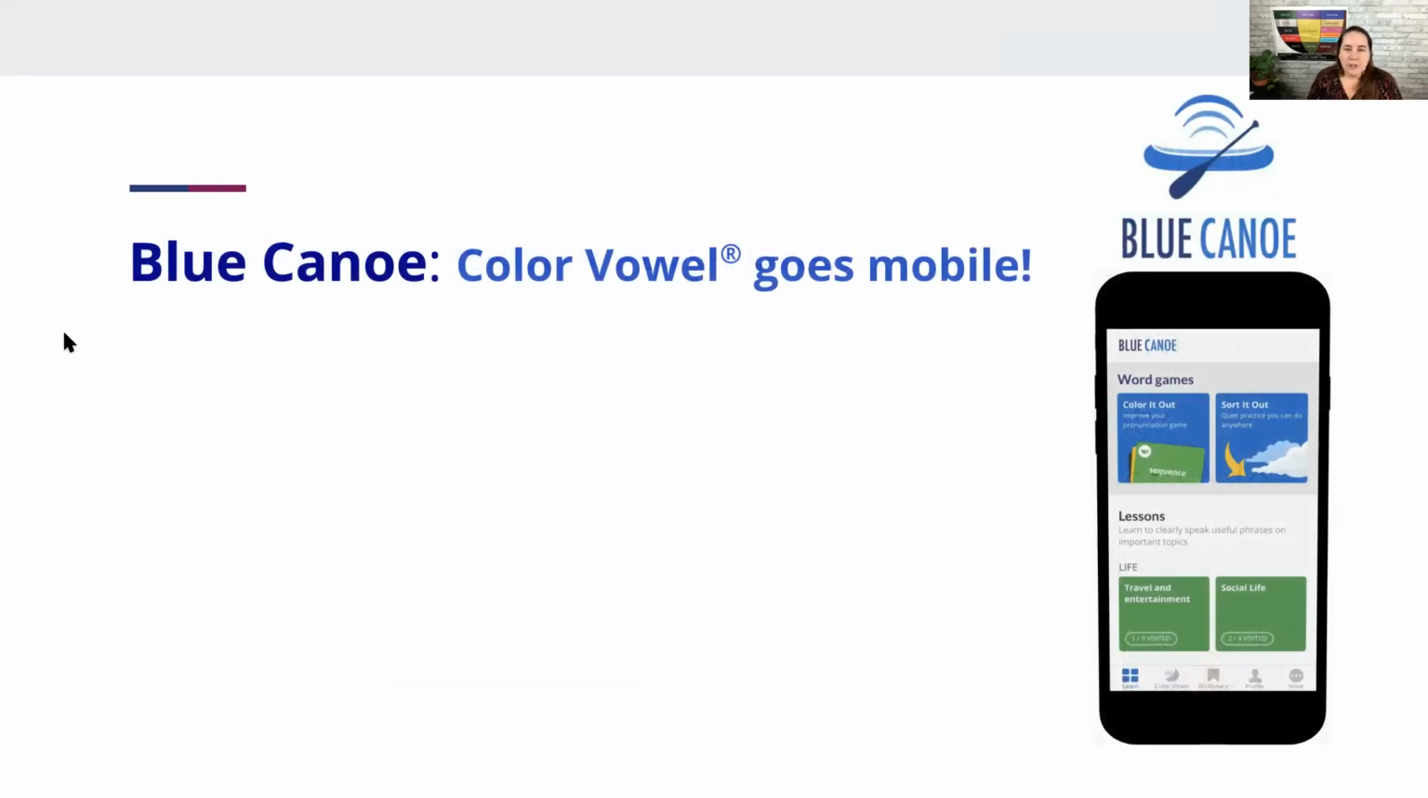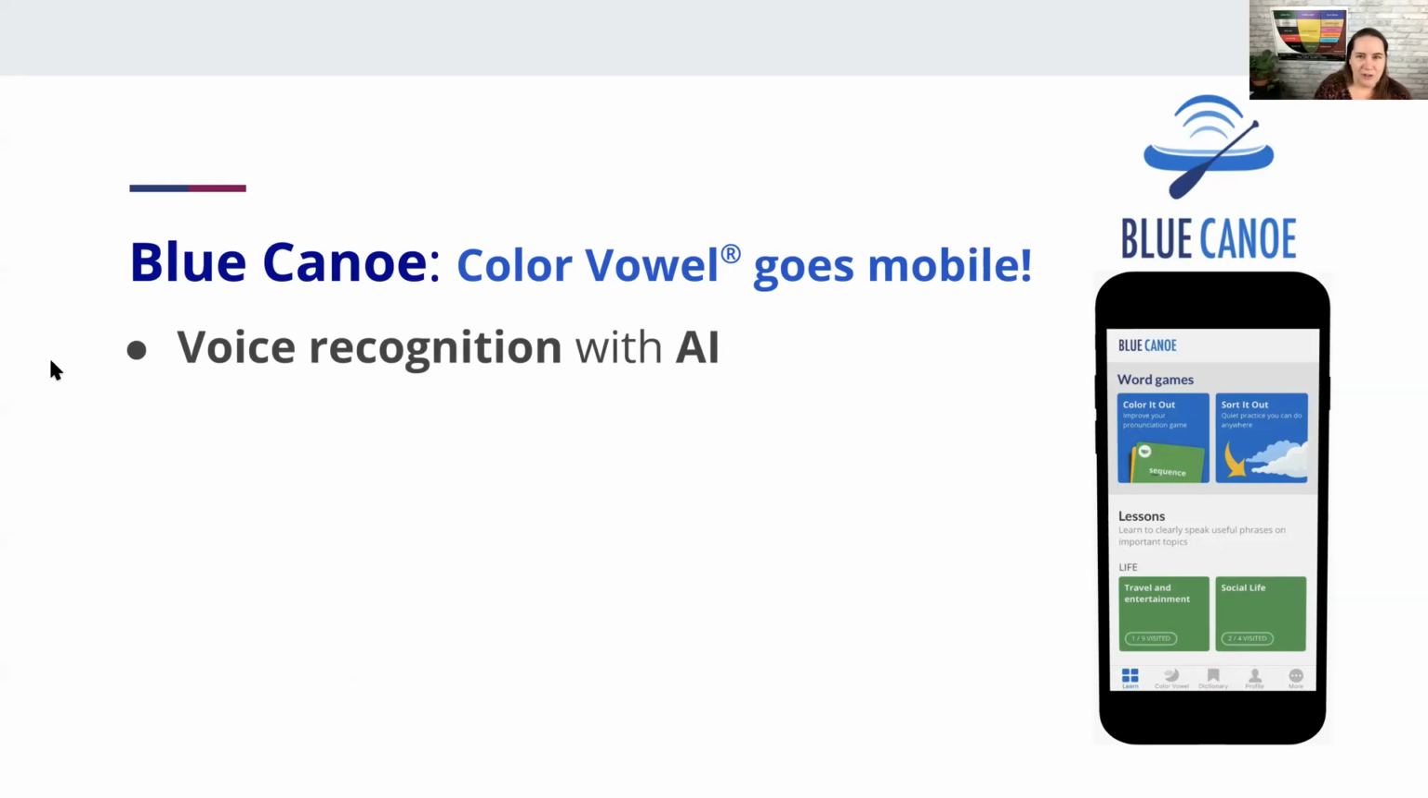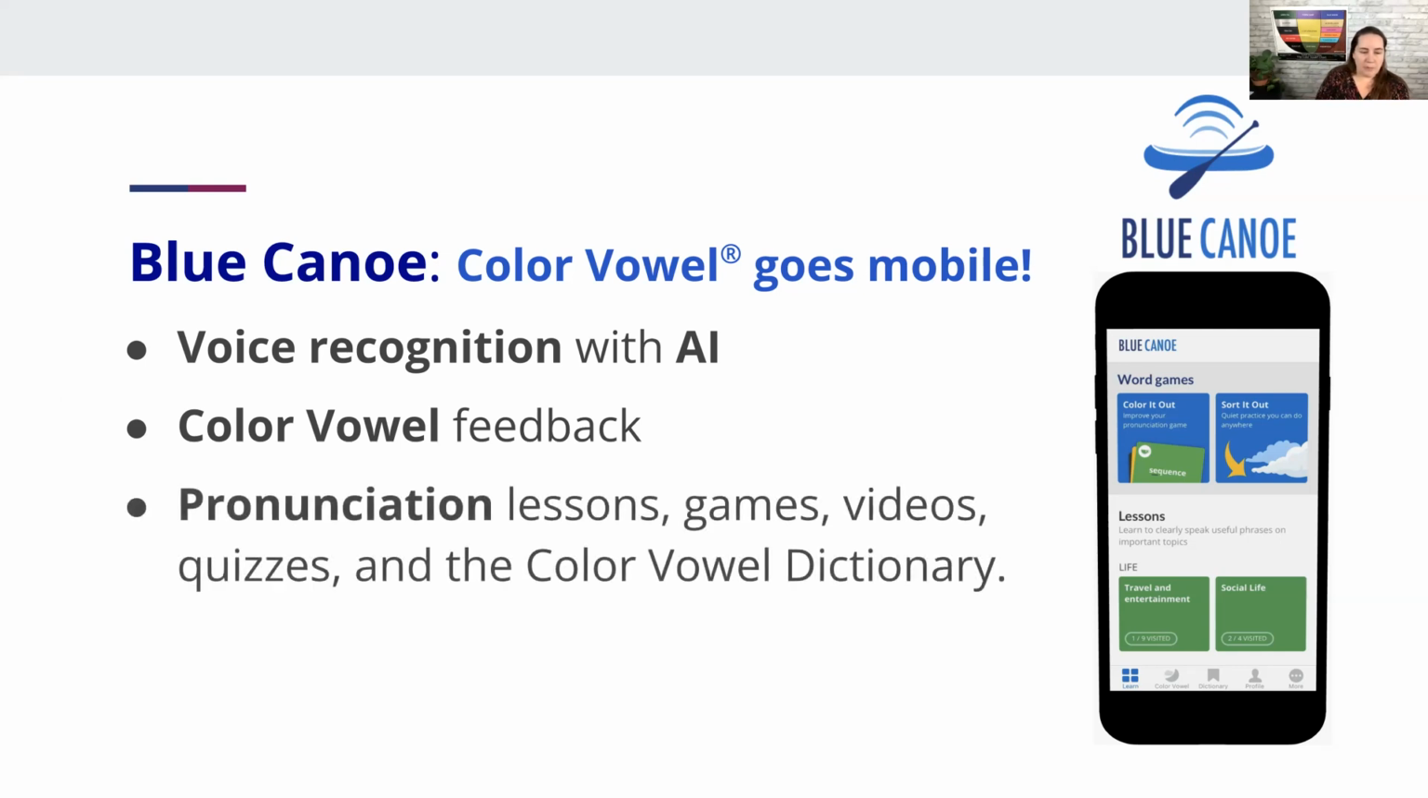Okay. When you hear Blue Canoe, that is our mobile app. It's a color vowel app with the methodology built right into it. We use voice recognition and artificial intelligence with color vowel feedback for the learner. This is an app designed for adult learners or young adult learners over the age of about 14, just to put that there from the beginning. But our color vowel methodology is relevant to learners of all ages. Okay. In the app, we provide pronunciation lessons, games, videos, quizzes, and a powerful color vowel dictionary that really taps into that notion of organizing how English sounds. That's a phrase you're going to hear me say often, and I'll usually say it slowly like that because I think it's profound.